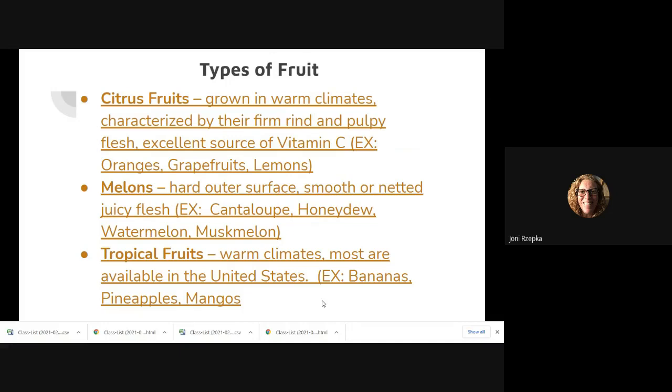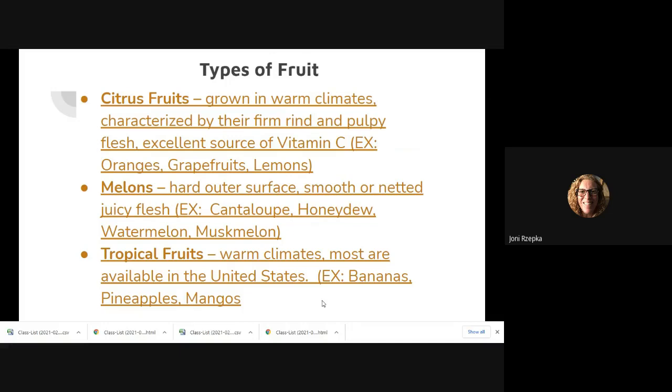And then our tropical fruits, grown in warm climates, most are available in the United States, and that would be bananas, pineapples, and mangoes. Even though they're considered tropical, we still get them here in the US to put in grocery stores and things like that. So those are going to be your tropical fruits.